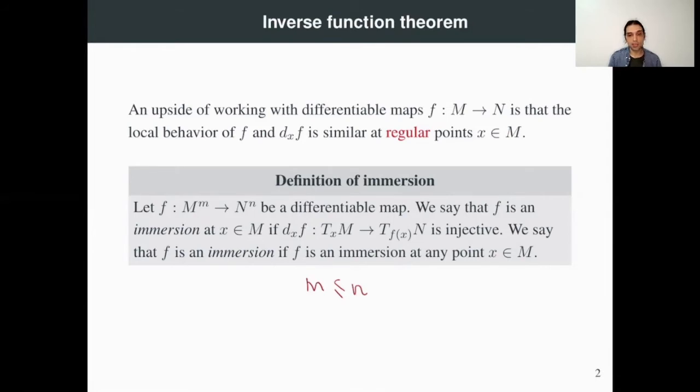So this is a definition that we know from the courses of analysis, in which we are just considering the Jacobian matrix and requiring it to have maximal rank, and also to satisfy that the number of columns is less or equal than the number of lines. Okay, here we have the analog for the differentiable case, for the case of abstract manifolds.